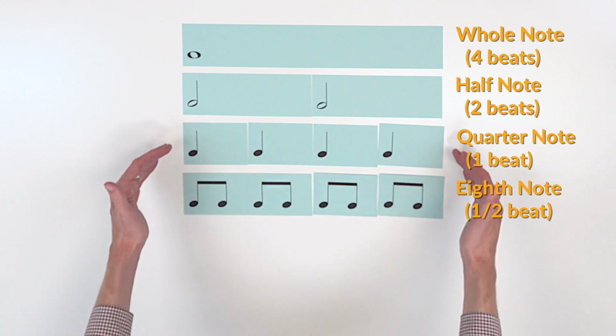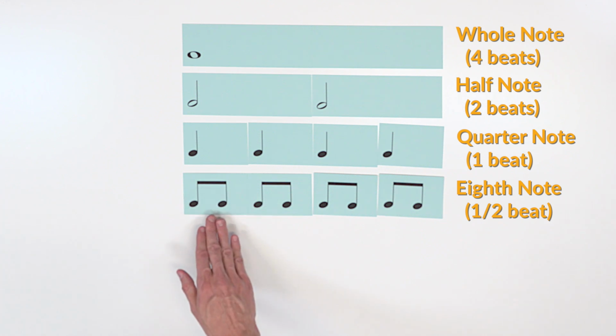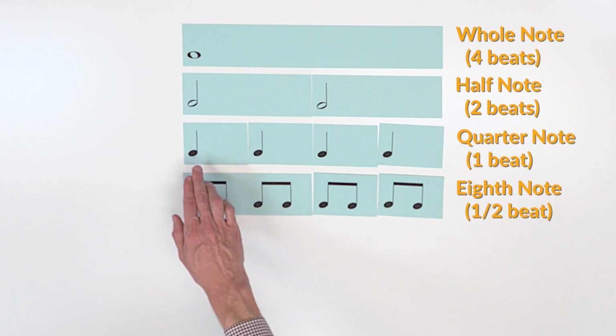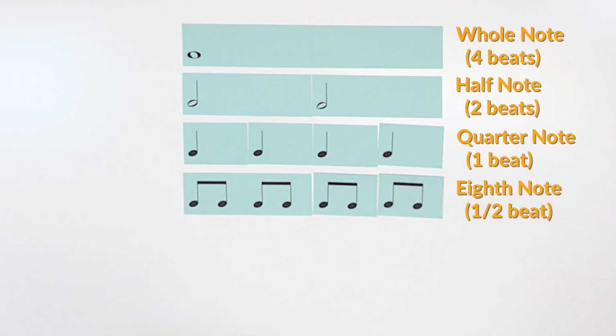You can see that every time we go down a row and cut our rhythmic value in half, it makes us go twice as fast. So eighth notes are twice as fast as quarter notes, which are twice as fast as half notes, which are twice as fast as whole notes. Now we can keep going from here. What if we cut eighth notes in half?